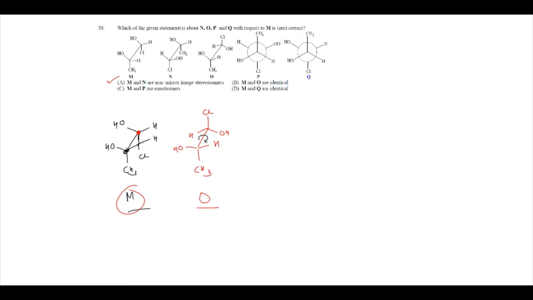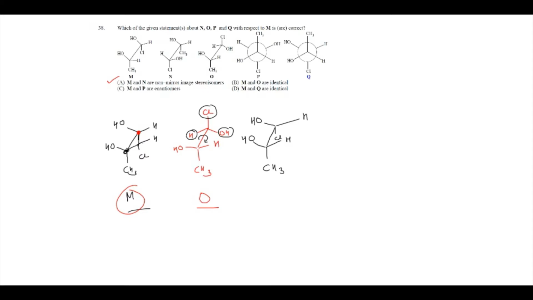So what is going to happen? The structure will change. This portion will remain as it is; I'm not doing anything here. The other portion, that is the other carbon, the orientation of the groups will change. So this Cl, which was at the top, will come down because I have rotated it 180 degrees. This OH will come here, and this H will come here.